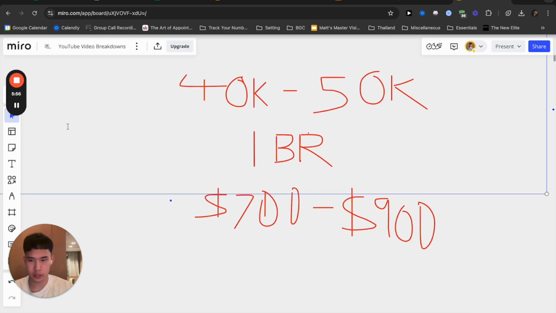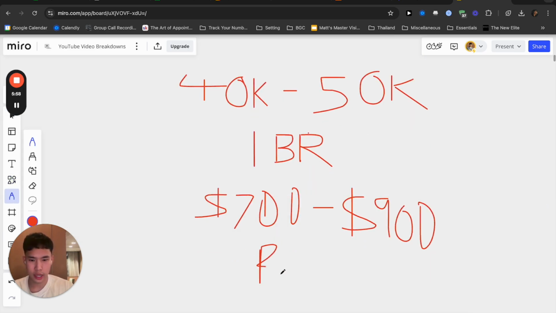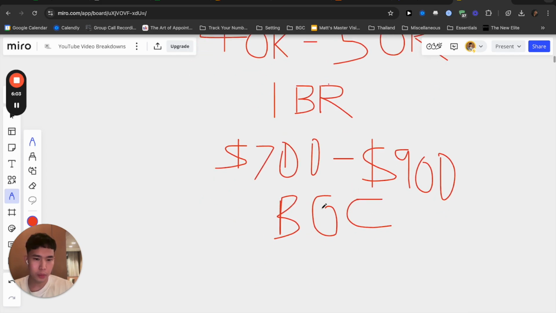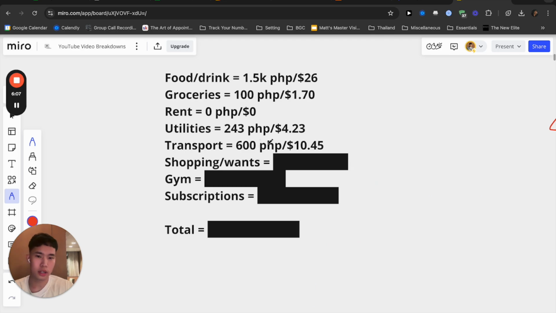Once you move to BGC, another thing I wanna say about BGC is it's a very walkable place. Most cities in Manila aren't very walkable, but BGC is very walkable, so my transport expenses will go down too, which is great.